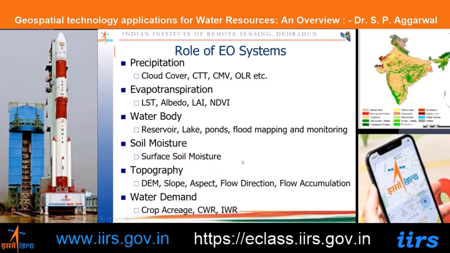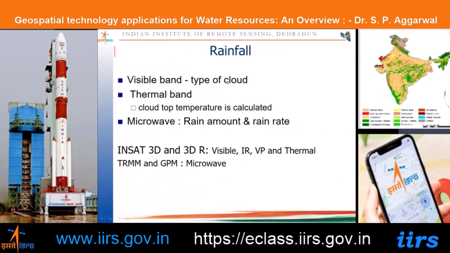Now let us come to rainfall. How do we estimate rainfall? I need three kinds of bands. In the visible band, I get the type of cloud. In the thermal band, I get the cloud top temperature. With a microwave sensor, I get the rain amount and the rain rate.